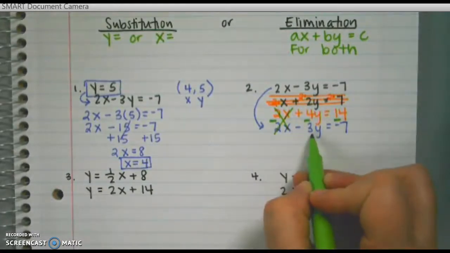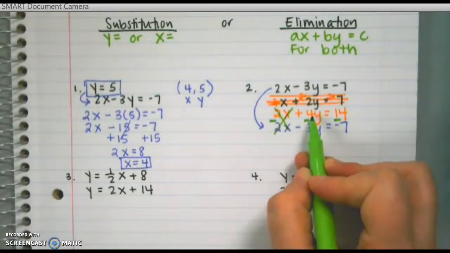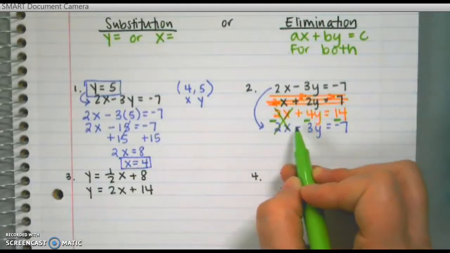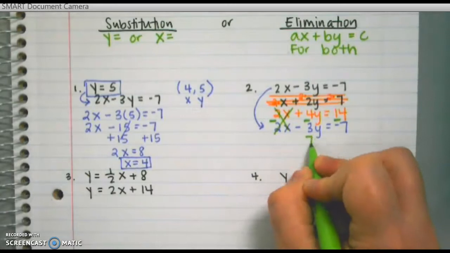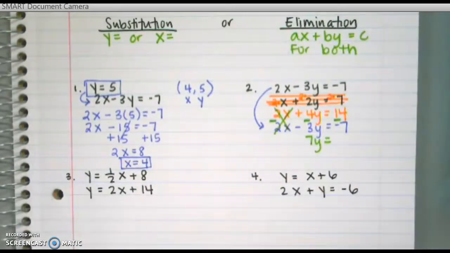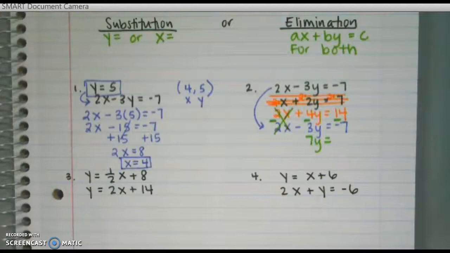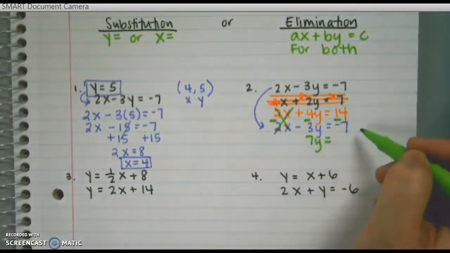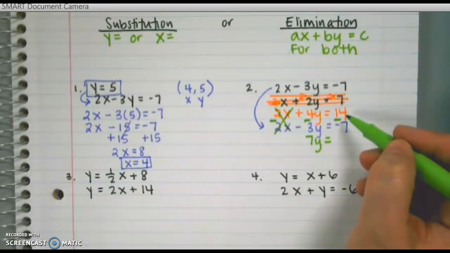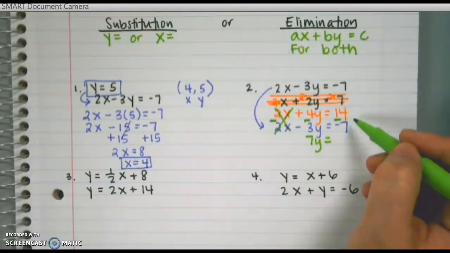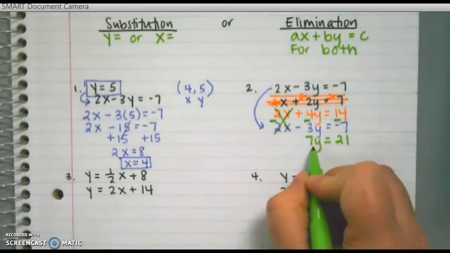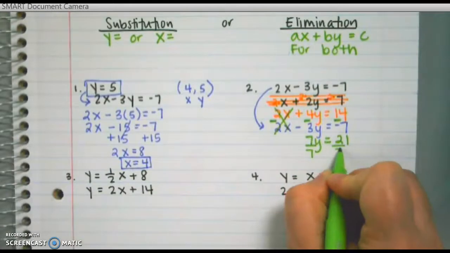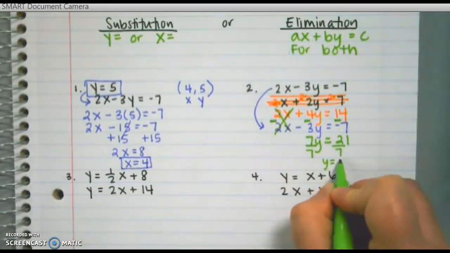4 minus negative 3. Be careful of your signs. This is a positive 4 minus negative 3. That's the same as 4 plus 3. So that column is going to combine to 7y. And then I'm going to combine my constants as well. So 14 minus negative 7 is the same as 14 plus 7. So 14 plus 7 is 21. So I'm going to divide, and I'm going to get y is equal to 3.